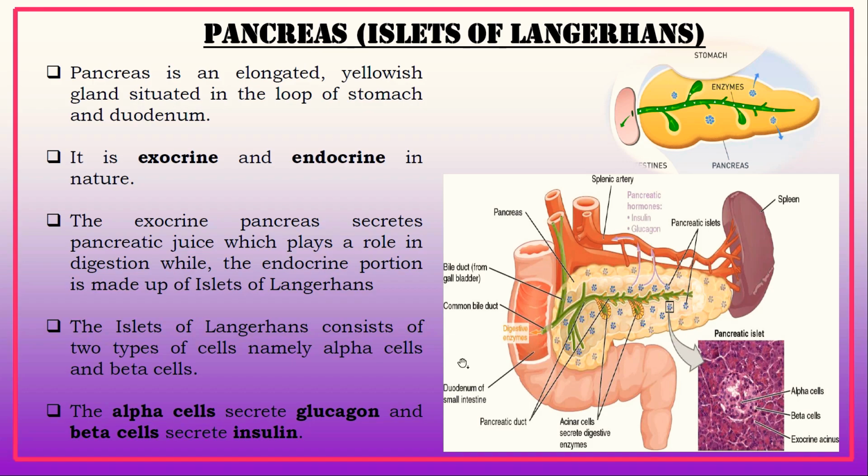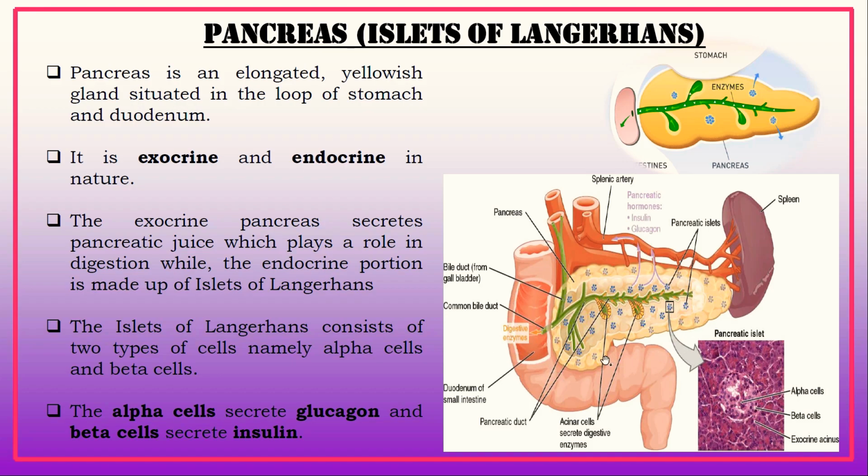Next we have the pancreas. So the pancreas is the next endocrine gland. The endocrine part of the pancreas is called the islets of Langerhans. Can you see the group of cells? These are called the islets of Langerhans, and they are engaged with the endocrine function of the pancreas. The pancreas is an elongated yellowish gland situated in the loop of the stomach in the duodenal region. This is the duodenal region.